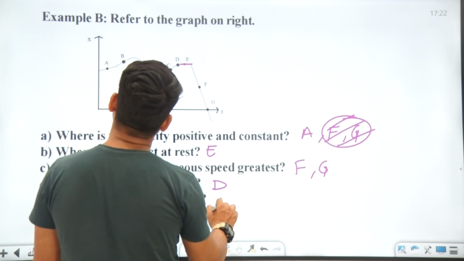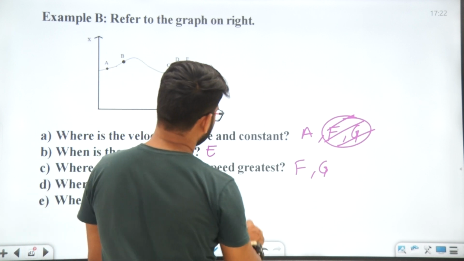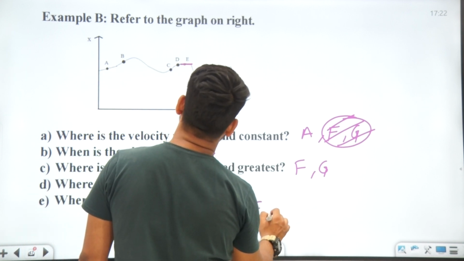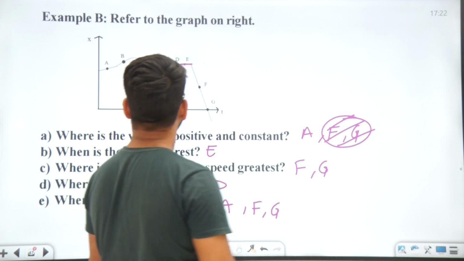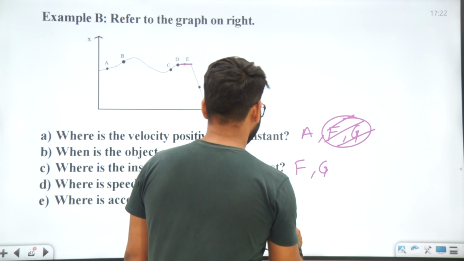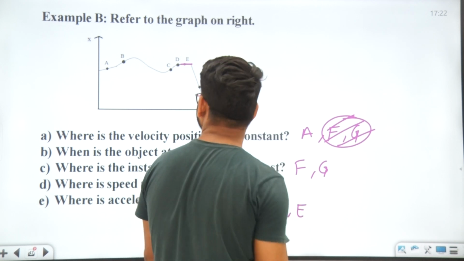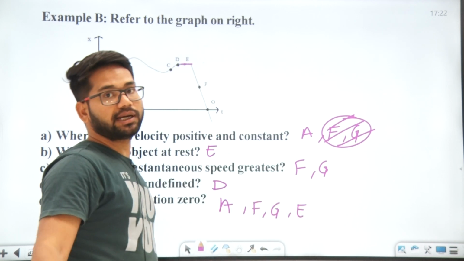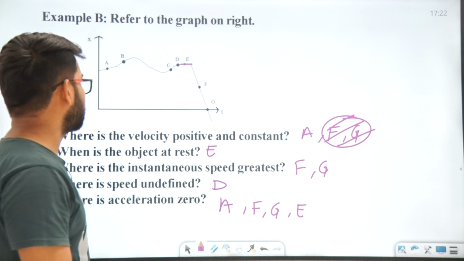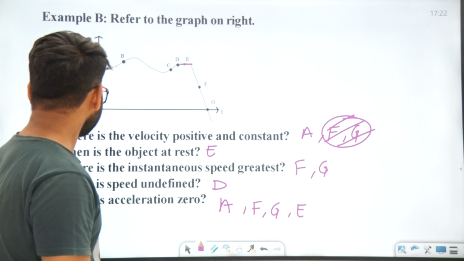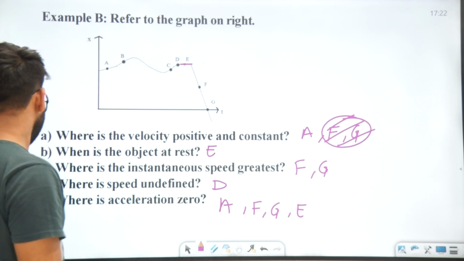So A, F, G, also E. When particle is at rest, then speed is 0, also acceleration is 0, right? So we got the answers.